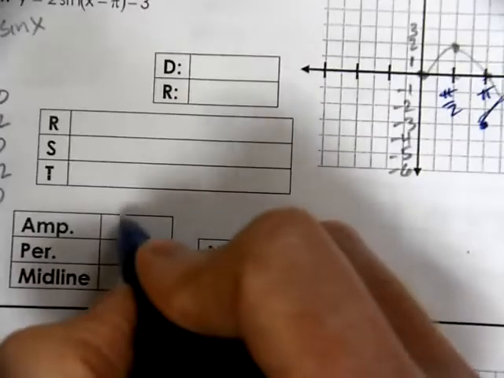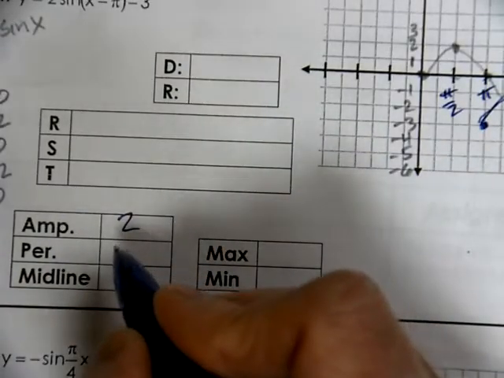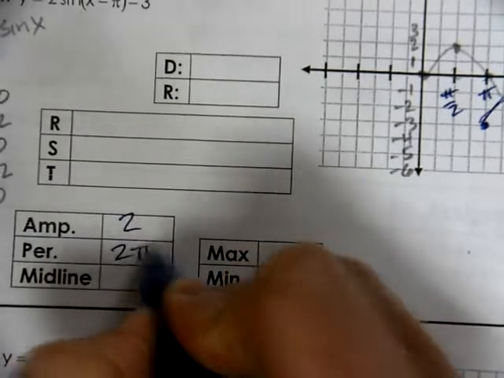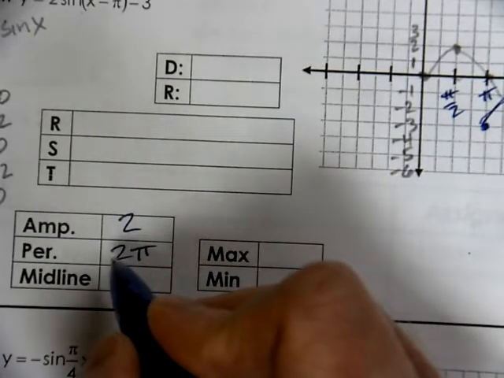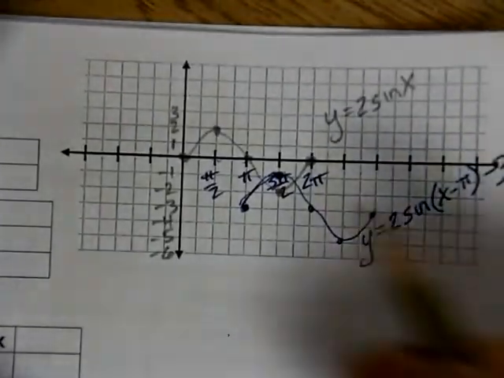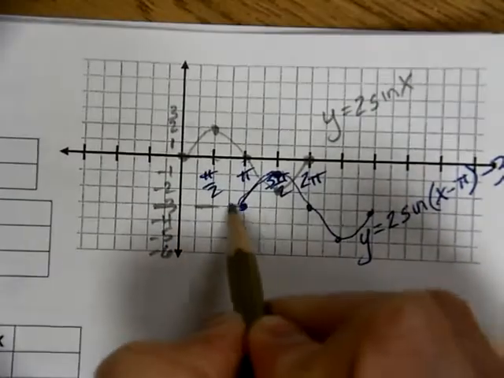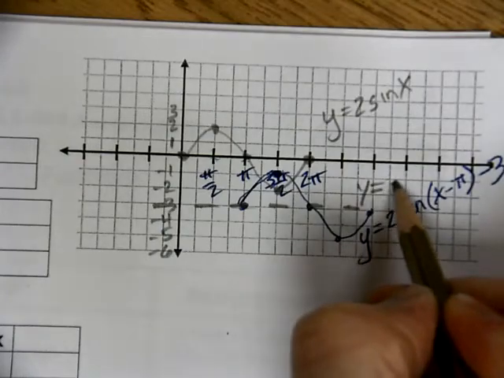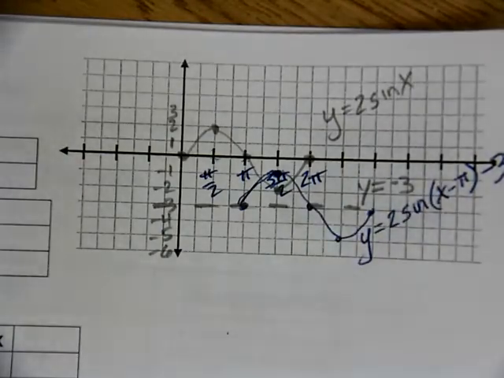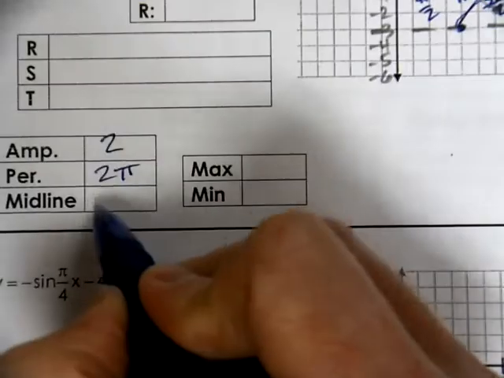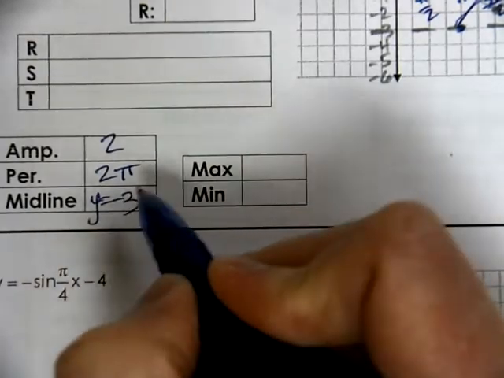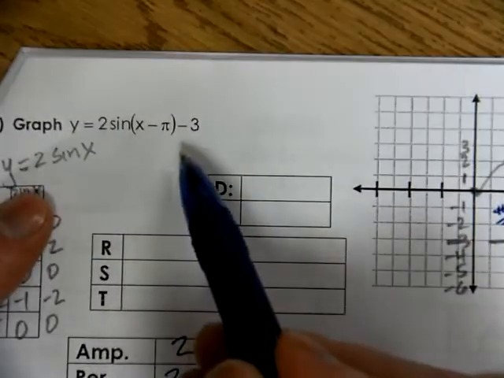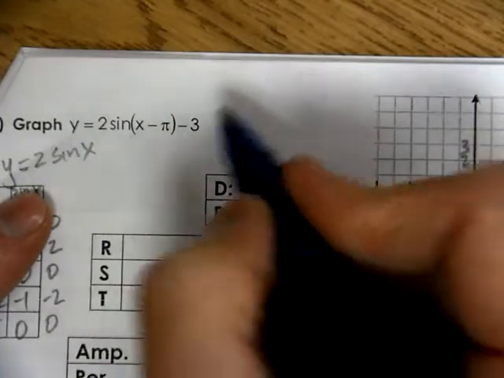Our amplitude is the absolute value of a. The period is 2 pi. The midline is our k value. We should do our dotted line to represent the midline. So that's y equals negative 3. We knew that because the k value was negative 3.